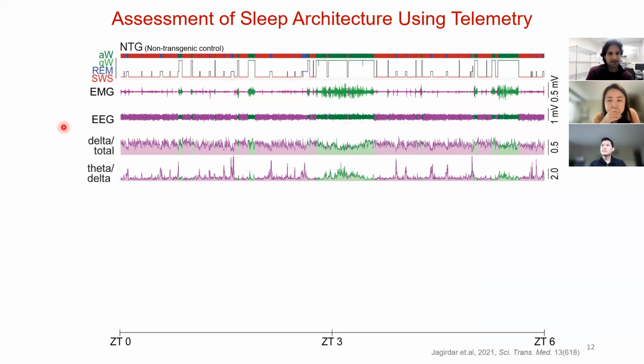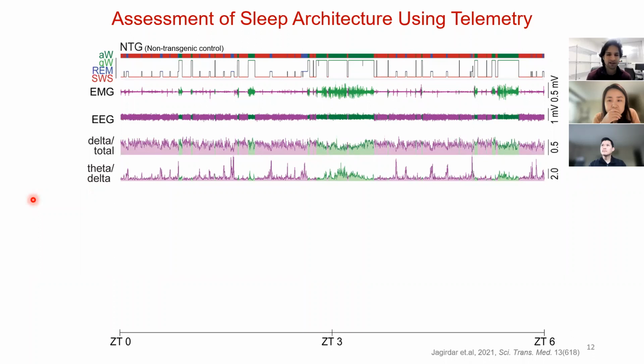We could categorize different stages of sleep using EMG, that's recorded from the neck muscle, and EEG from the frontal lobe. With the help of EEG, I could calculate the delta ratio and theta ratio. Delta ratio one can use to classify the slow wave sleep, and theta ratio for the REM sleep. So slow wave sleep is a part of non-REM sleep.